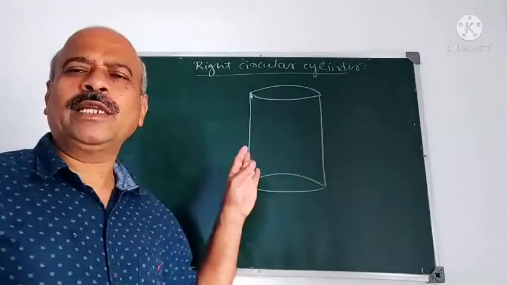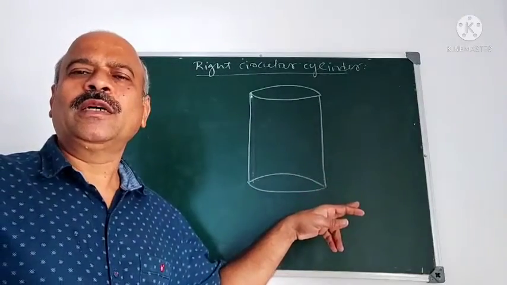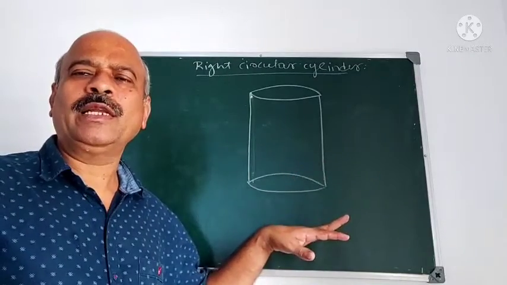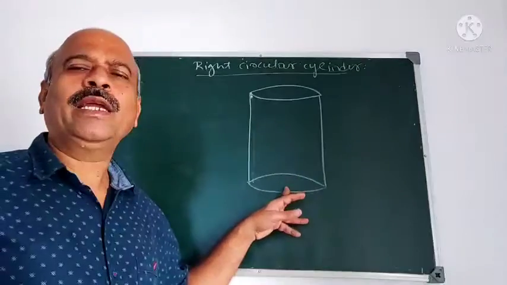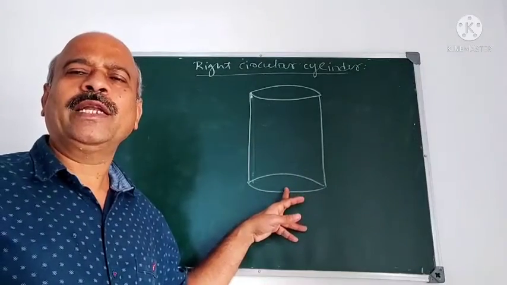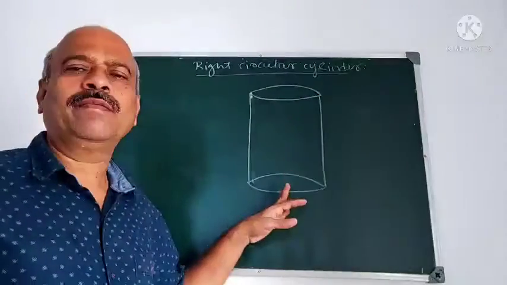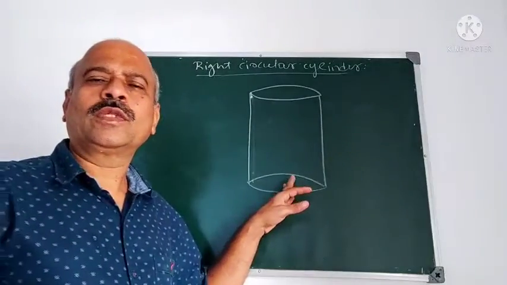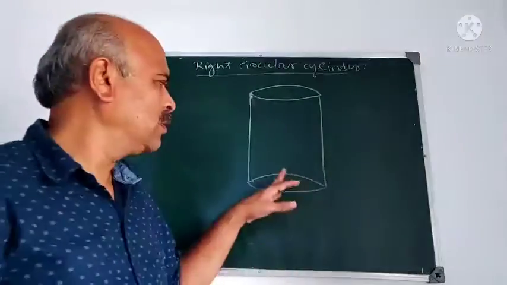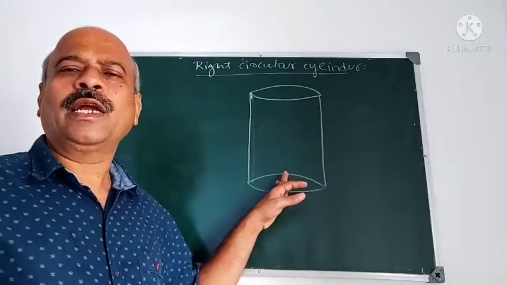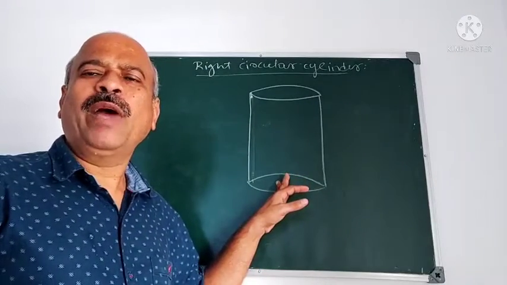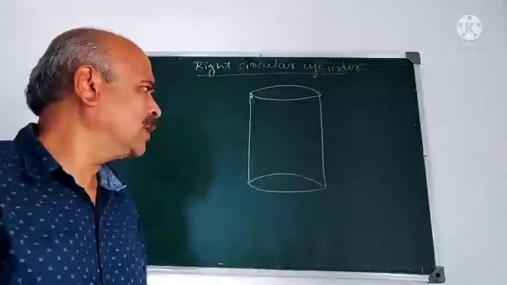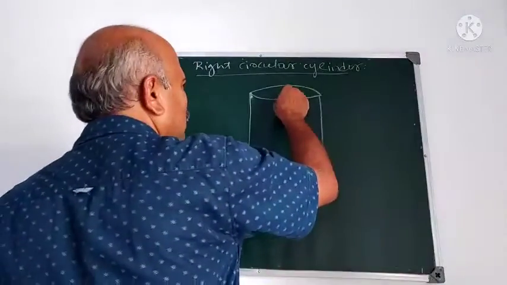A right circular cylinder is a cylinder. That means it is the surface generated by a line which is parallel to a fixed line and intersecting a given curve, that is called the guiding curve. The guiding curve is a circle here. The right circular cylinder can also be defined like this: a cylinder having two parallel bases and both are circles. This is a right circular cylinder.